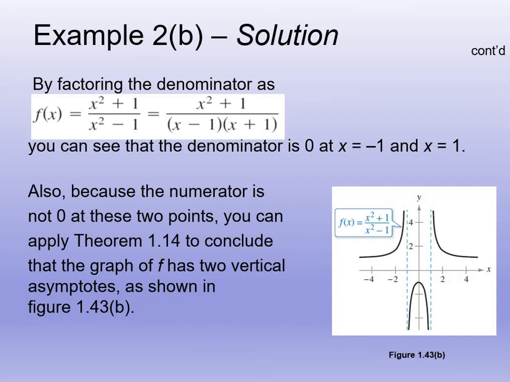So if we do that, we can apply theorem 1.4. The numerator is not 0, and we can conclude that we have two vertical asymptotes as shown. You can graph this and conclude it as well. We're increasing or decreasing without bound around those.